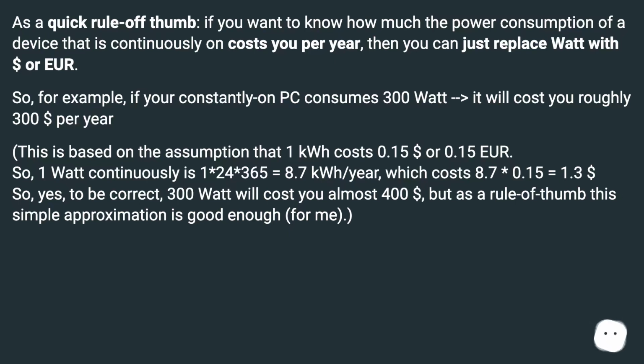This is based on the assumption that 1 kilowatt-hour costs 15 cents. So, 1 watt continuously is 1 times 24 times 365 equals 8.7 kilowatt-hours per year, which costs 8.7 times 0.15 is equal to $1.3. So, yes, to be correct, 300 watt will cost you almost $400, but as a rule of thumb this simple approximation is good enough for me.